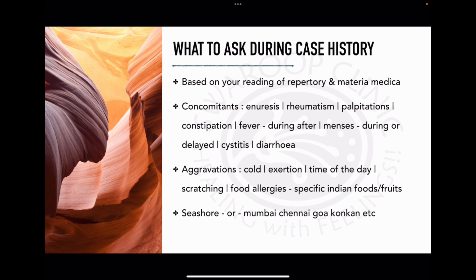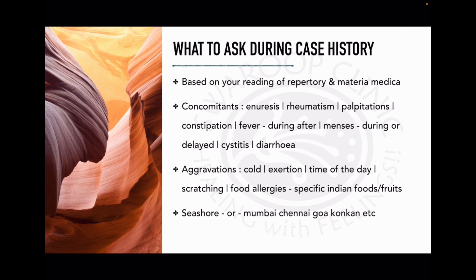Now, what we should ask during case history, as I discussed in the earlier video. If you read repertory, if you read materia medica, if you search rubrics which are associated with urticaria, then you find what a refined representation we have in the repertory or in MM. If you search materia medica for urticaria, you get specific modalities under Bovista, and when you read those modalities, then your case taking also improves, because next time a patient of urticaria comes, you can ask for those modalities. There are various concomitants that come with urticaria.